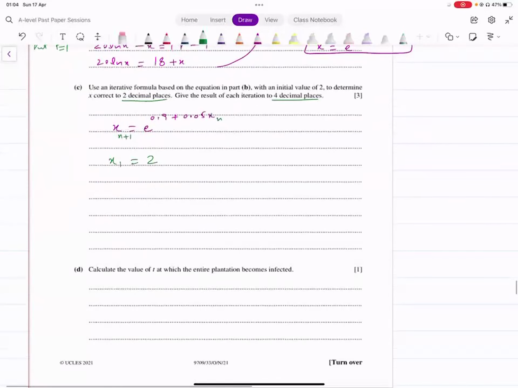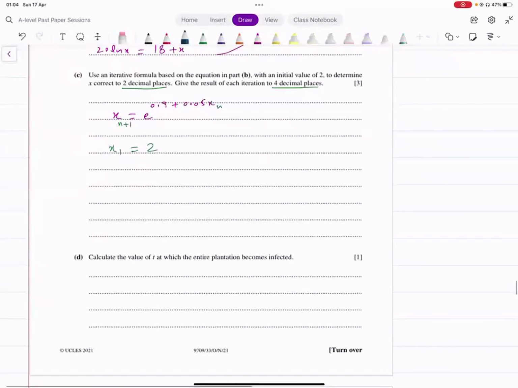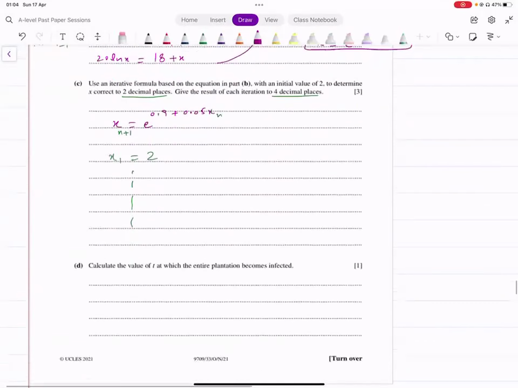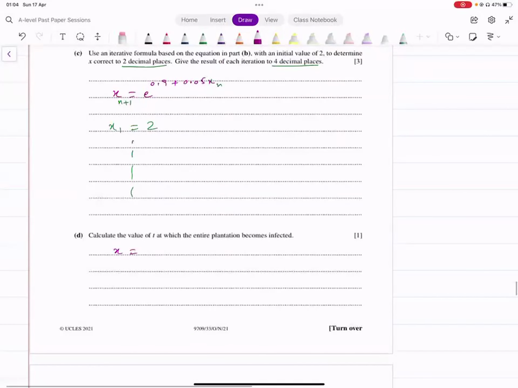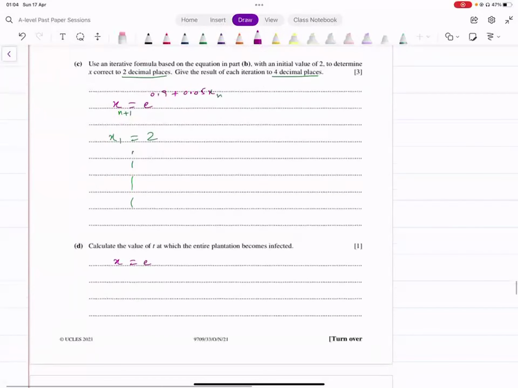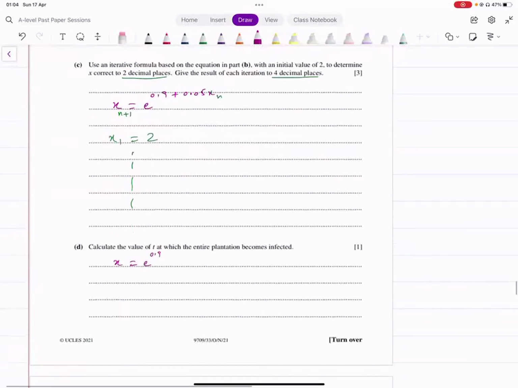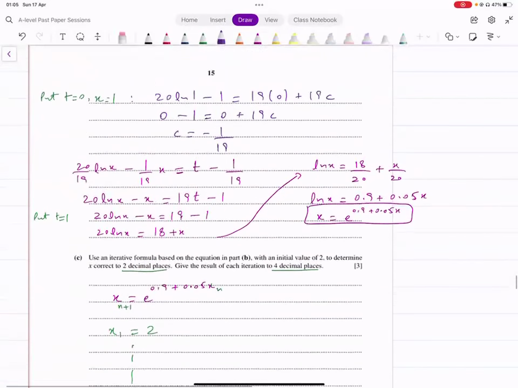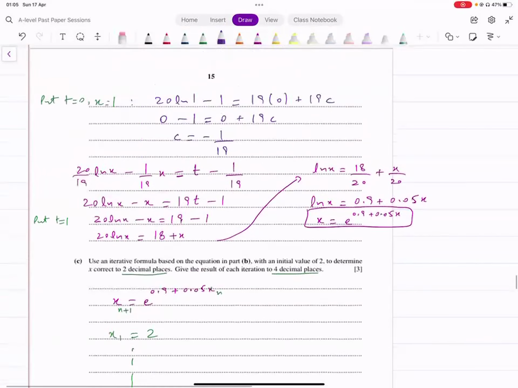उसके बाद वो कहते हैं calculate the value of t at which the entire plantation becomes infected. Okay, now let's think about this. Iteration वाला part आप खुद करेंगे, अब देख लेंगे. Last part में उसने क्या कहा है, at which the entire plantation becomes infected. So you have x equals e raised to power 0. अच्छा नहीं, वो तो t की value 1 input की थी हमने. इक्वेशन क्या आई थी हमारे पास कहीं पे, before inputting t equals 1, we had this equation.